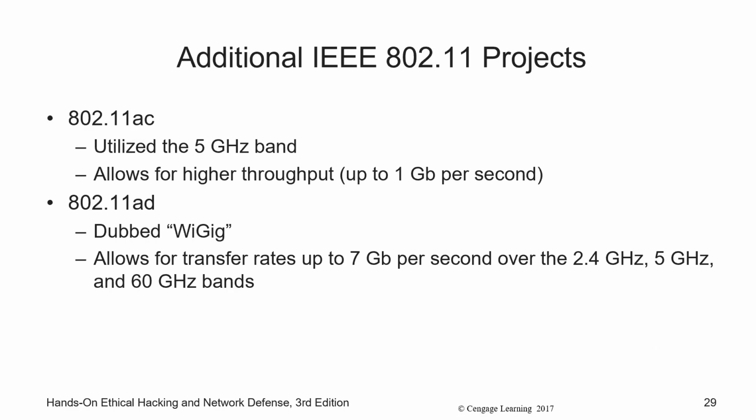AC, 5 gigahertz. This was your first protocol that allowed up to 1 gig a second, and then AD, WiGig, allowed for 7 gigabits per second over 2.4 and the 60 gigahertz band, which was introduced later on. But again, as you increase these bands, when we talk about 60 gigahertz, you have to be right next to that AP for it to work, whereas 2.4 allows for a longer distance.